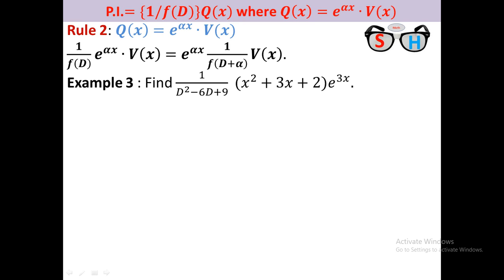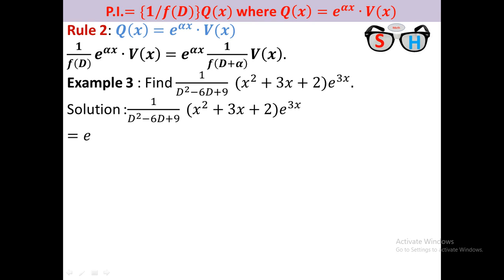Now I justify it by an example, say example 3: find 1 by D square minus 6D plus 9 of a second degree polynomial x square plus 3x plus 2 times the exponential function e to the power 3x. What is the solution? It is 1 by f(D) of a second degree polynomial times the exponential function e to the power 3x. At first we take e to the power 3x to the left hand side, then we have to replace D by D plus 3 by rule 2. Then I write first e to the power 3x, then replace D by D plus 3, and then we apply the operator on the second degree polynomial.